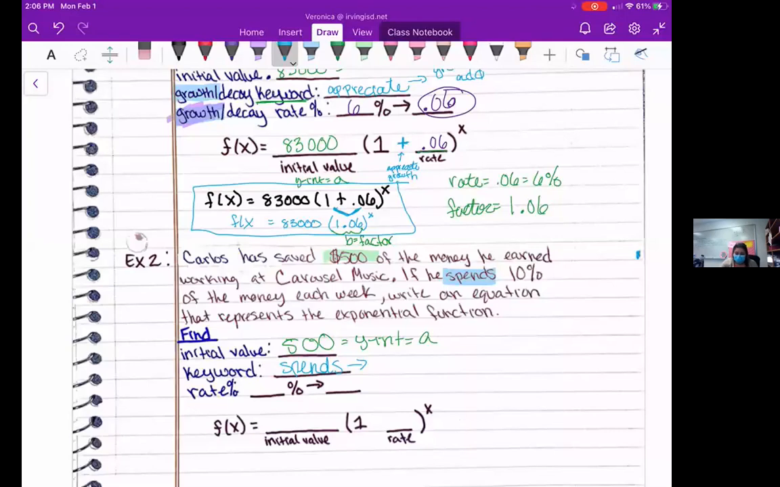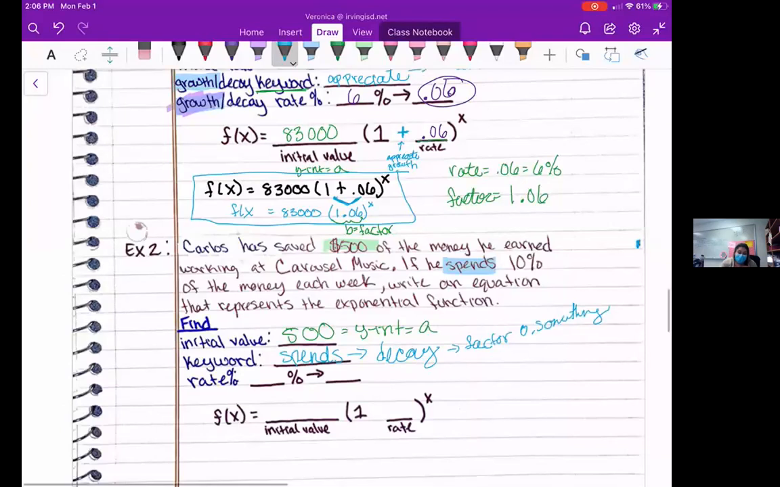Good. So we know that the initial value is 500, and we know that the keyword is "spends." And spends means if you're spending something, that number's going down, right? So that's DK, which was also in your chart. If we know it's DK, we know our factor has to be 0 point something. Then lastly, our rate was 10%, which converted to a decimal was 0.1.